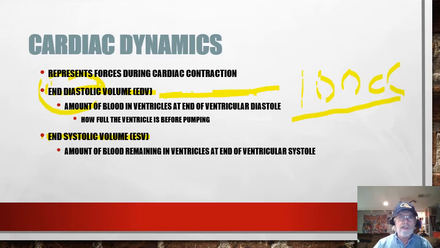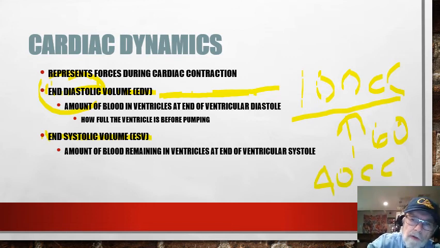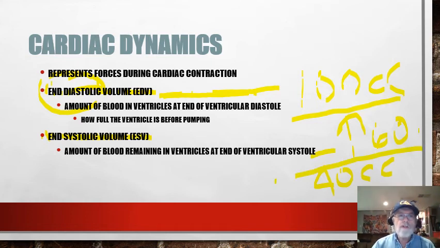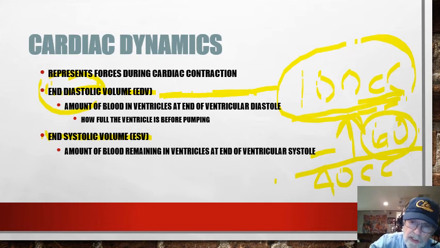So if I have 100 cc's, then at the end of systole, let's say I pump out 60, my end systolic volume is 40 cc's. Make sense? So 100 minus 60 is 40. My end systolic volume is the amount of blood remaining in the ventricles at the end of ventricular systole. So again, if I start out at the end of ventricular diastole when the ventricle is filled with 100 cc's, and I eject, my stroke volume is 60, send out 60 cc's, that means at the end of systole I still have 40 cc's left inside the ventricle.